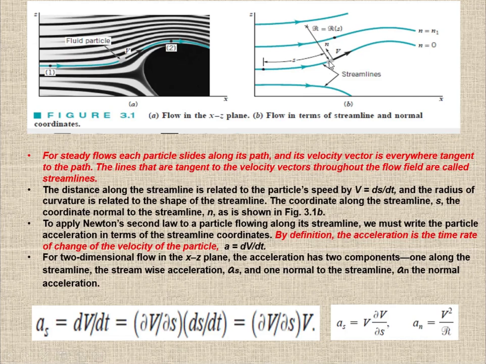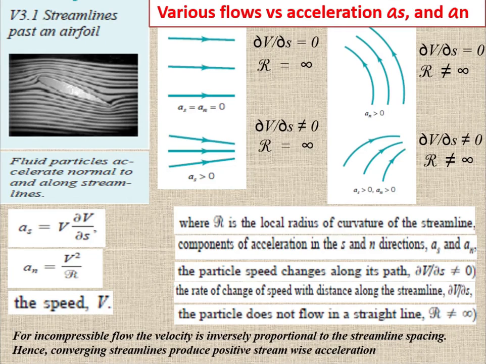Whenever the body is moving normal to the streamline, the acceleration component will be equal to V squared over r. So this is the acceleration normal to the streamline, and this is the acceleration along the streamline, and this acceleration is the acceleration when the flow is a steady flow. Here there is some relationship between various flows and acceleration. There is some relationship we have developed.